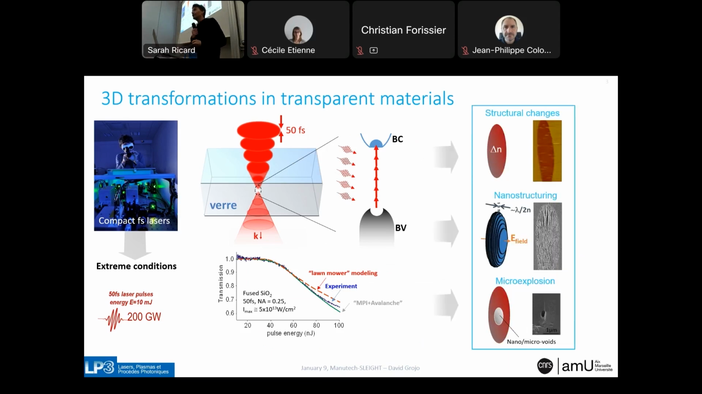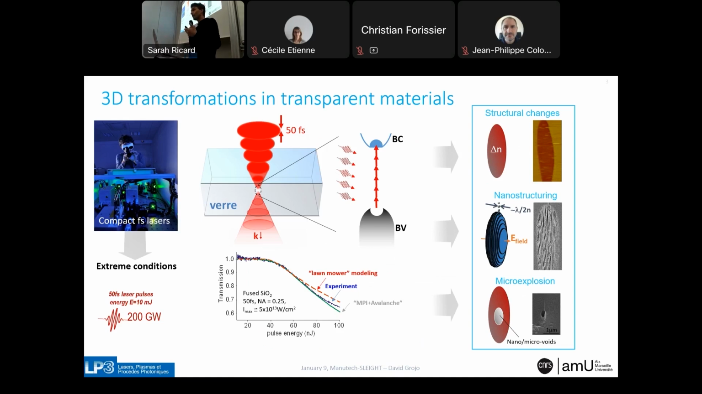So a direct consequence of this localized energy deposition in glass or dielectric materials can be divided into 3 types of regimes. The first one is a molecular rearrangement of the material that will lead to uniform, homogeneous refractive index change, which is a regime that people exploit, for instance, to write waveguides inside materials. The second regime is a regime where the materials reorganize at the nanometer scale.